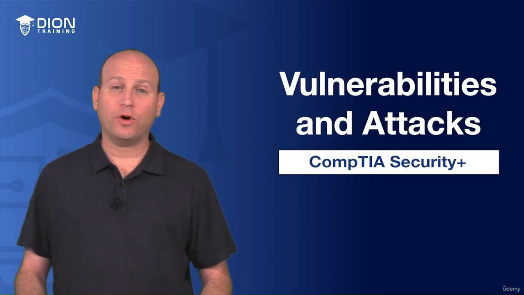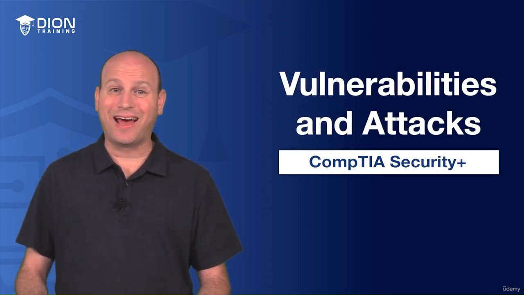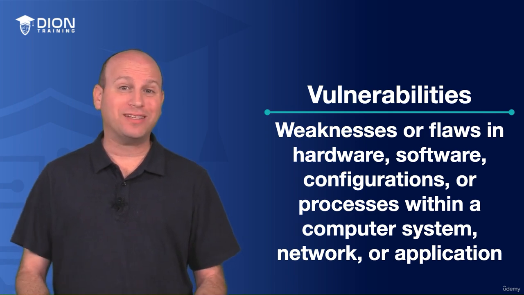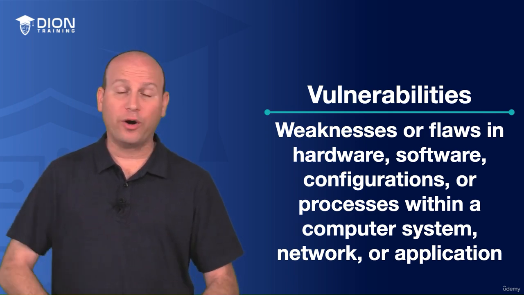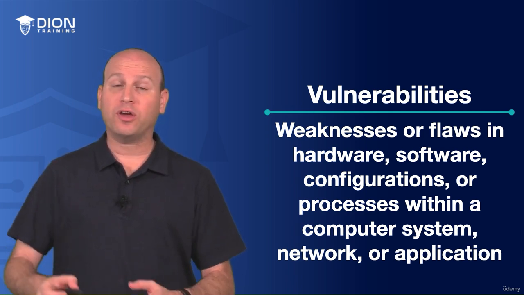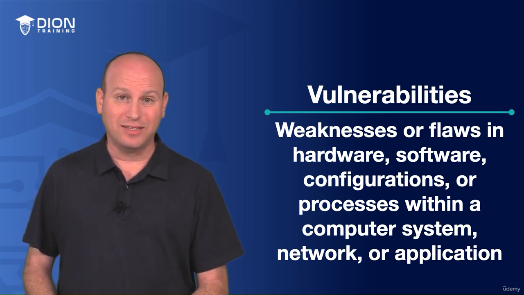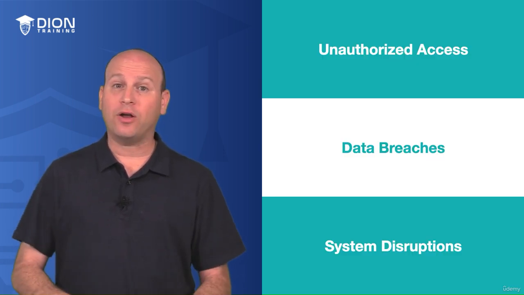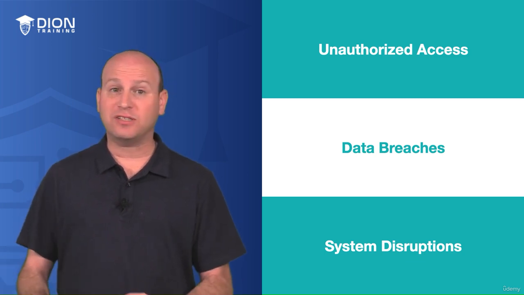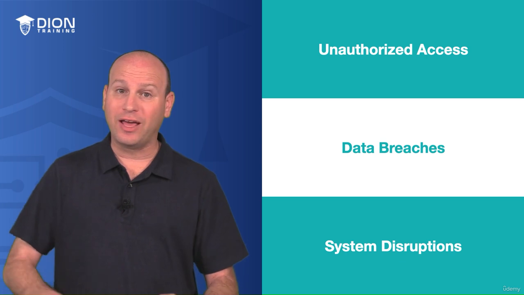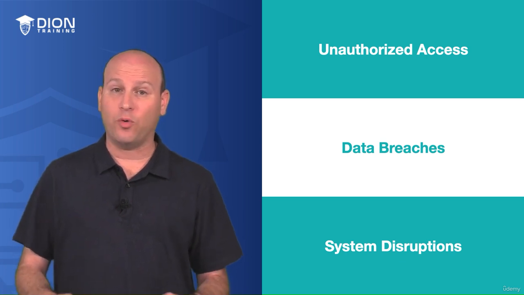In this section of the course, we're going to be covering vulnerabilities and attacks against our enterprise networks and systems. Now, vulnerabilities refer to weaknesses or flaws in hardware, software, configurations, or processes within a computer system, network, or application that could be exploited by malicious entities. These weaknesses may allow unauthorized access, data breaches, system disruptions, or other forms of compromise to occur, and that can compromise the security and integrity of our targeted system or network.